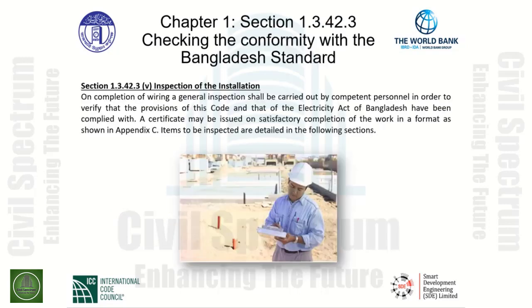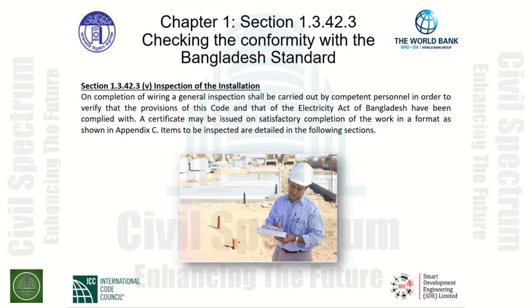Inspection of the installation is required and given to us here in section 1.3.42.3, item 5. On completion of wiring, a general inspection shall be carried out by competent personnel in order to verify that the provisions of this code and that of the Electricity Act of Bangladesh have been complied with. A certificate may be issued on satisfactory completion of the work in a format as shown in Appendix C. Items to be inspected are detailed in the following sections.